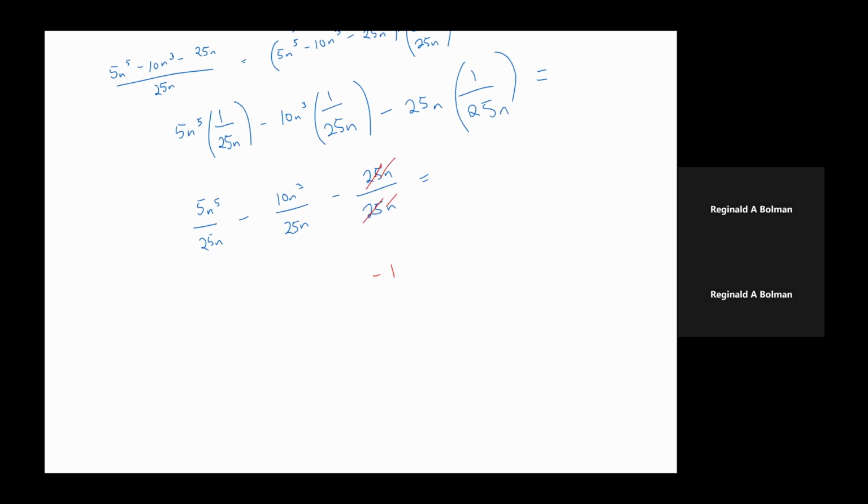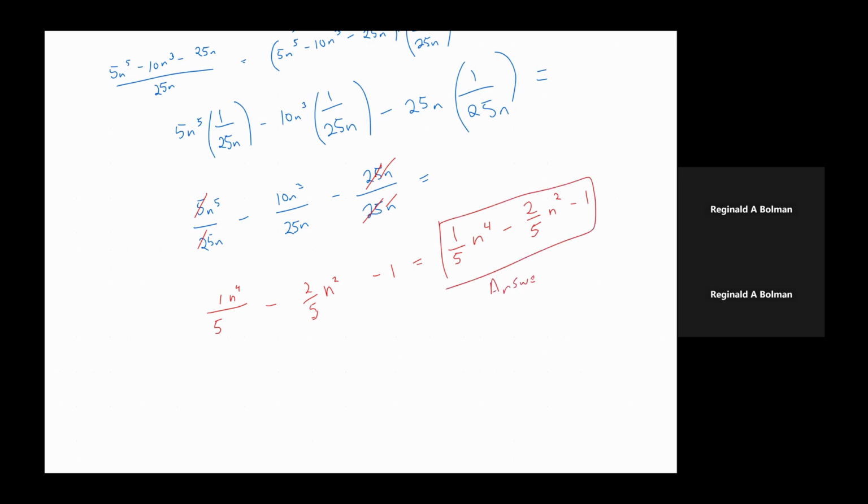10 divided by 25, well, 5 goes into 10 2 times. 5 goes into 25 5 times. It's going to be a minus sign. 5 divides 25 5 times. 5 divides 5 once. And n to the fifth divided by n goes into the fourth. So we clean this up a bit, we have 1/5 n to the fourth. And this is going to look a little bit different than our previous answer, but it's actually the same thing. Minus 2/5 n squared minus 1, and that is also our answer.